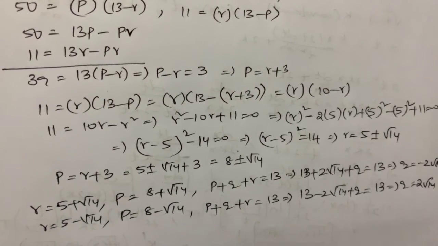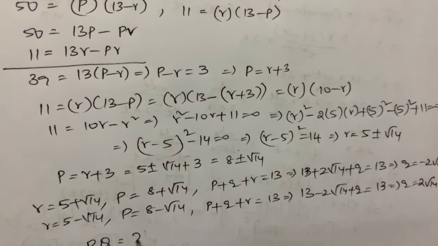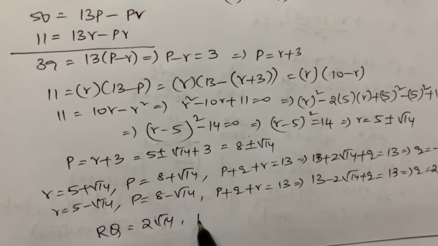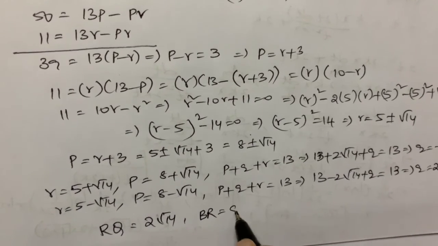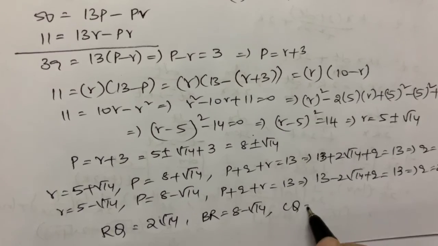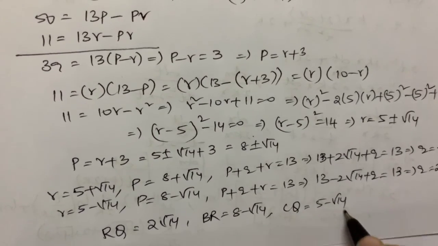So the length of RQ is equal to 2 root 14, and we got BR also. BR is P, which is 8 minus root 14, and CQ also we got. CQ is R, 5 minus root 14.